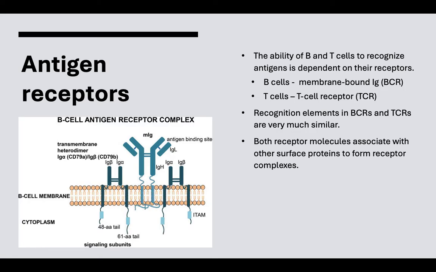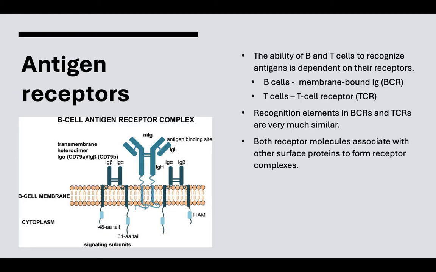Pathogen. And as we've discussed from the previous modules, we already recognize that it's the B and T cells that are responsible for recognizing antigens. The recognition will be dependent on the nature of their receptors. For B cells, we have our membrane-bound immunoglobulins, our B cell receptors. For T cells, we have T cell receptors. The recognition elements of both receptors are very similar, in both B cells and T cells.